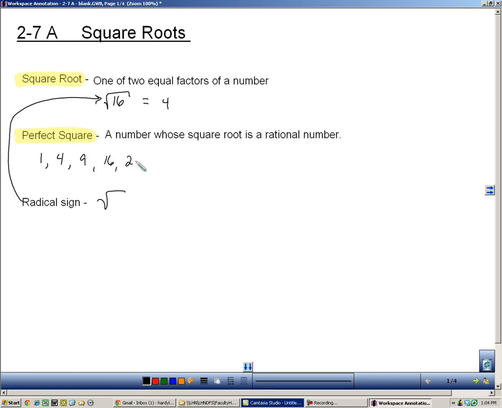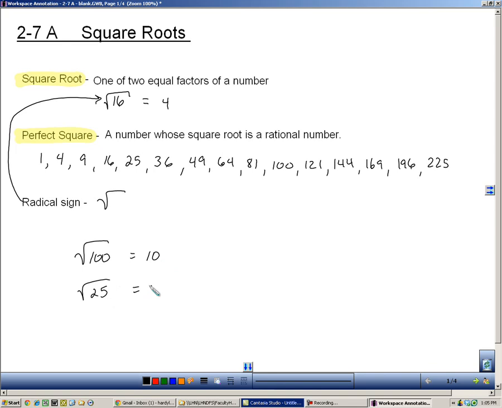16, that's 4 times 4. 25, 36, 49 is 7 times 7. 64 is 8 times 8. 81, these are all perfect squares. 100, 121 is 11 times 11. 144, 169, 196 is 14 times 14, and then we'll stop with 225. Now, those numbers actually go on forever, but these are a very important list of numbers. They are all called the perfect squares. And the reason is because all of their square roots are whole numbers. Square root of 100 is 10, because 10 times 10. Square root of 25 is 5, which is why all of these numbers are called the perfect squares.